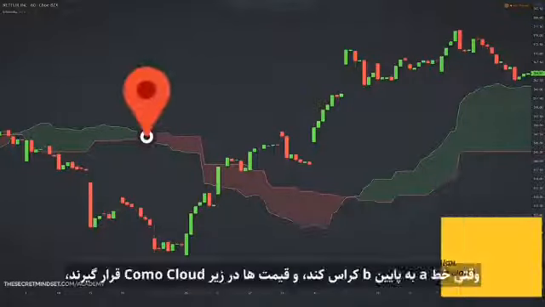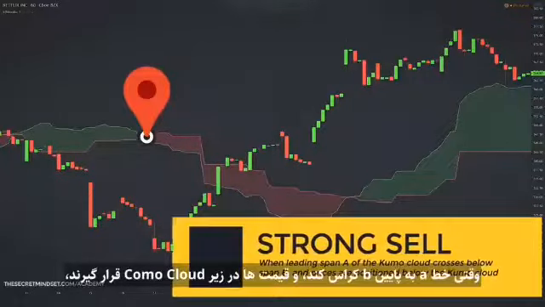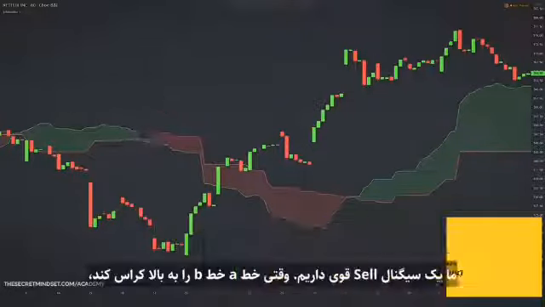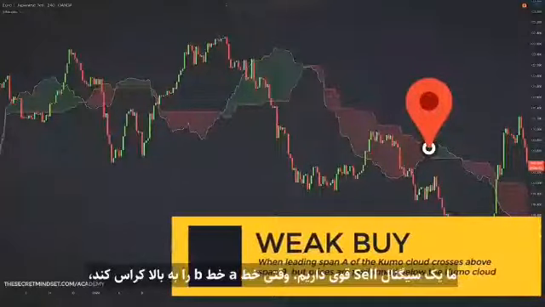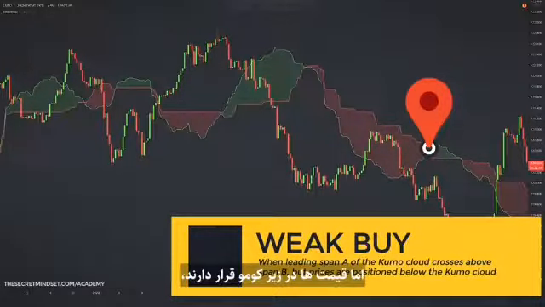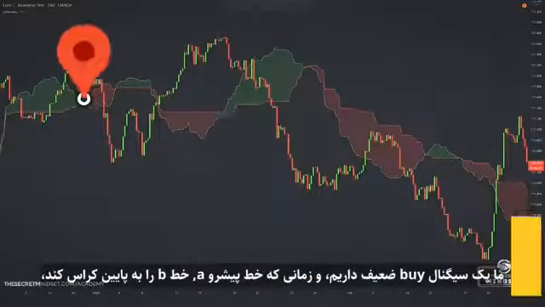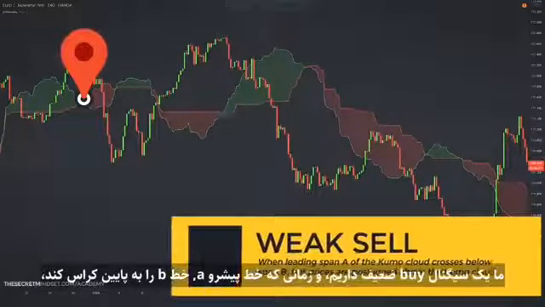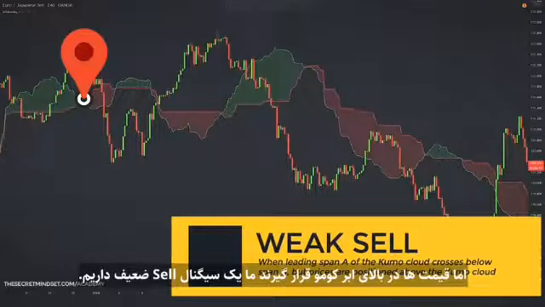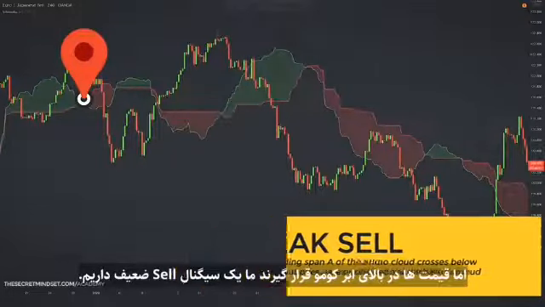When span A crosses below span B and the prices are positioned below the Kumo cloud, we have a strong sell signal. When span A crosses above span B but prices are positioned below the Kumo cloud, we have a weak buy signal. And when the leading span A crosses below span B, but the prices are positioned above the Kumo cloud, we have a weak sell signal.